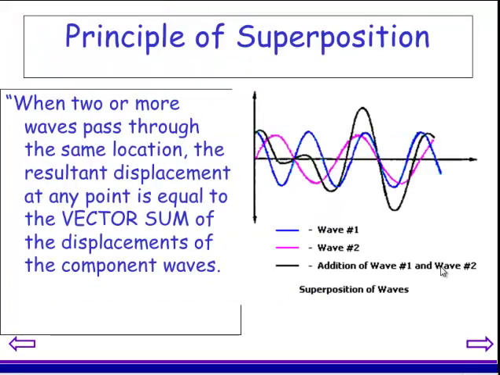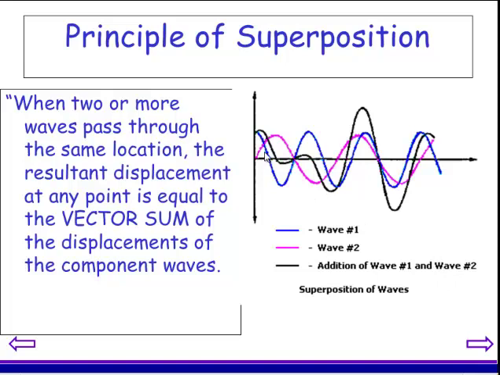This interference is thought about as the principle of superposition, stated as: when two or more waves pass through the same location, the resultant displacement of any point is equal to the vector sum of the displacements of the component waves. Basically, you add up the displacements. Normally the examples often given are of two waves with the same frequency, either in phase or directly out of phase. But this situation works with all types of waves.